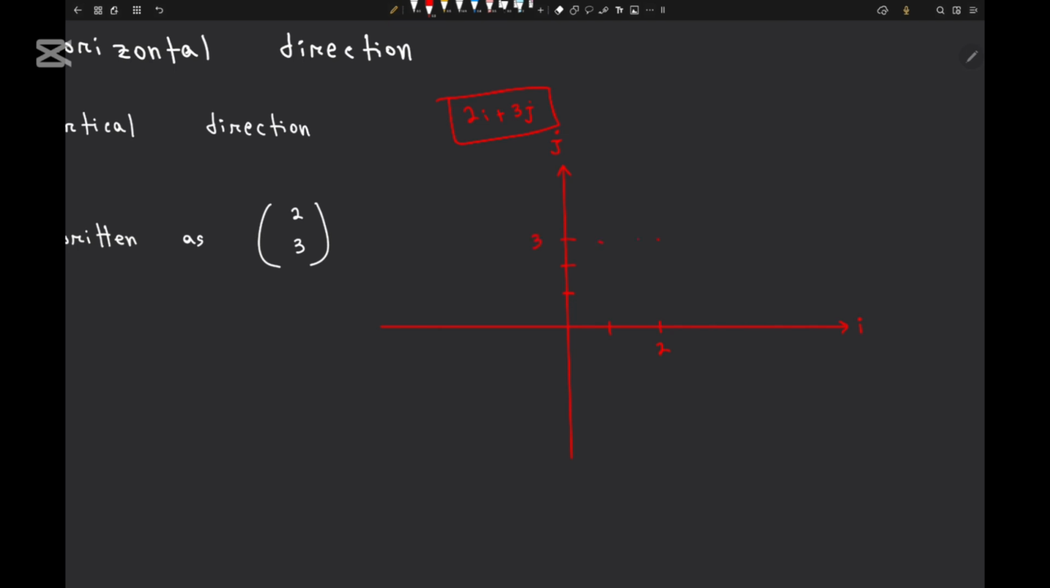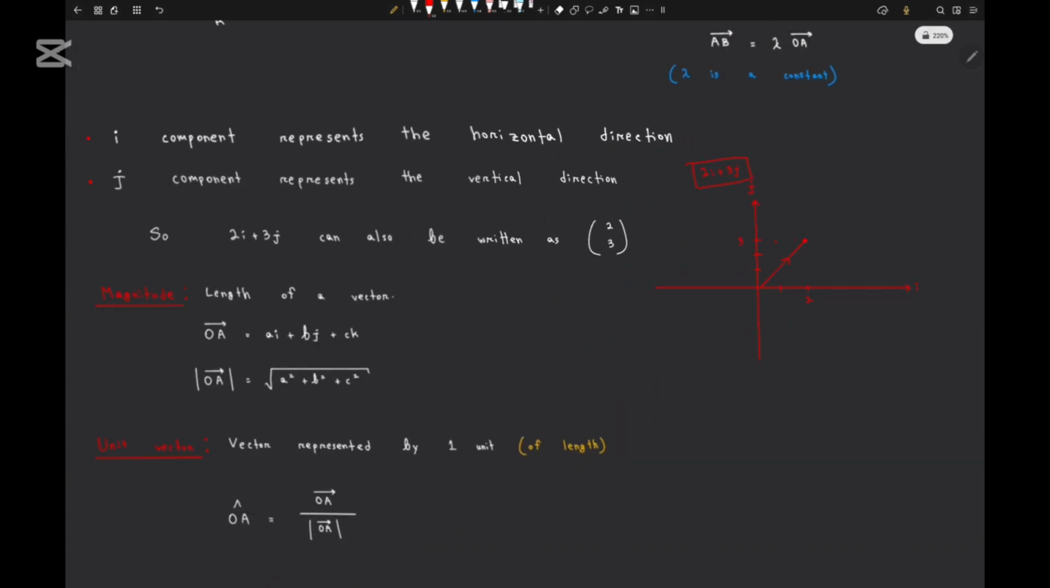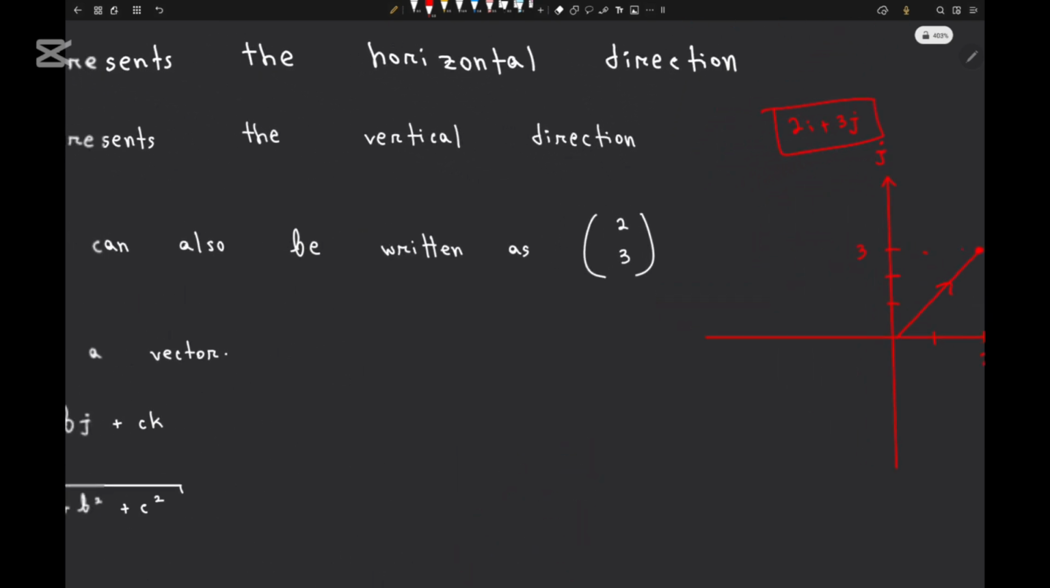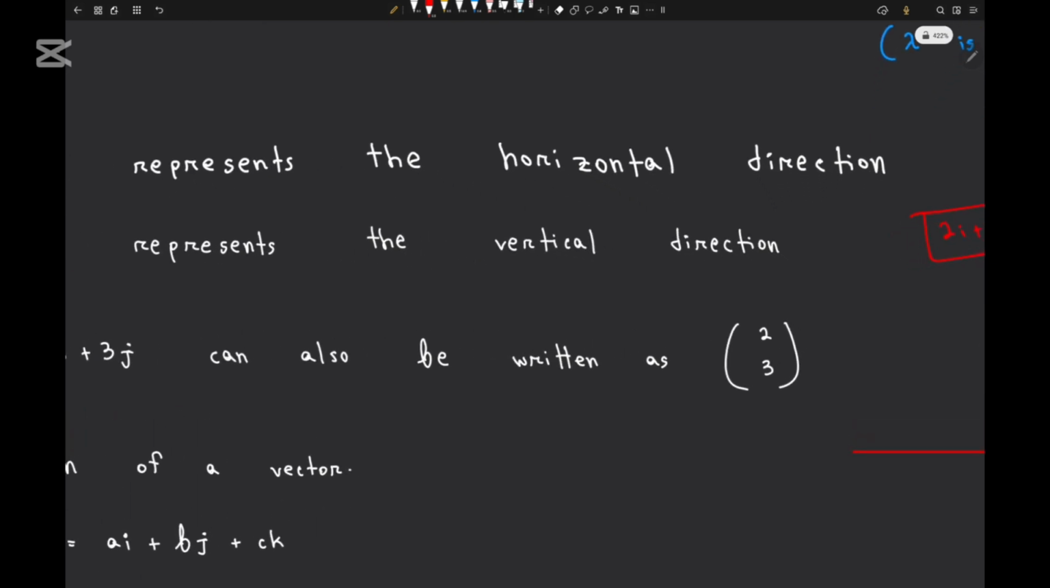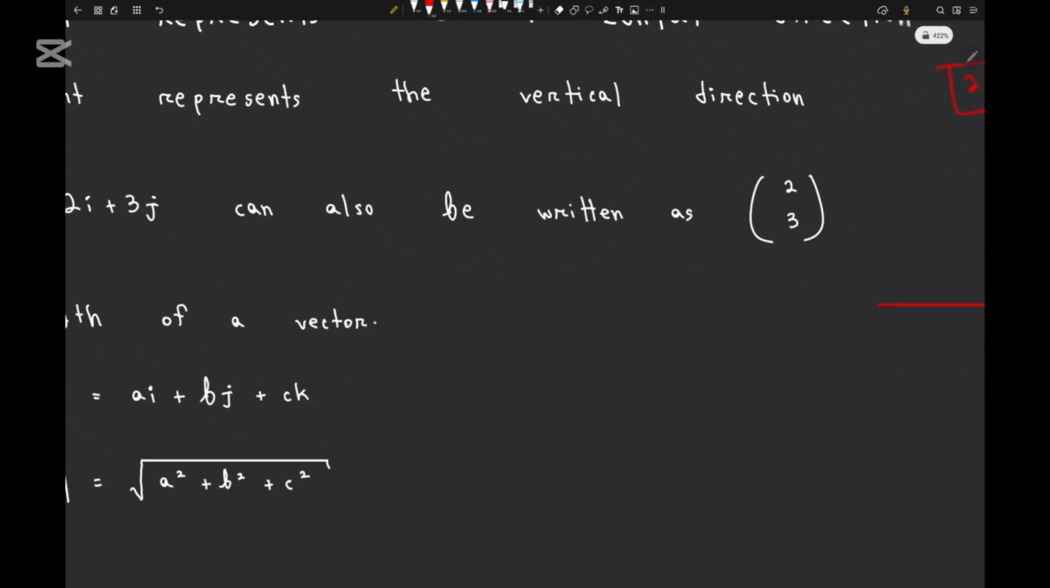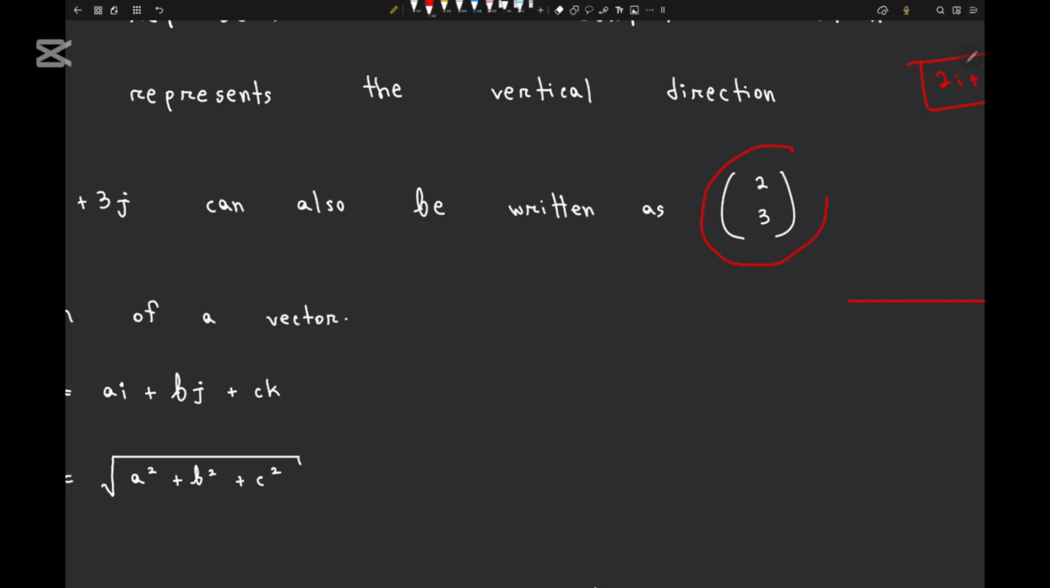So they're basically talking about this point. So the vector will look something like this. So this is the vector. Alright. And since i and j represent the horizontal and vertical direction, the vector 2i plus 3j can also be written in this format. This format is known as a column vector.